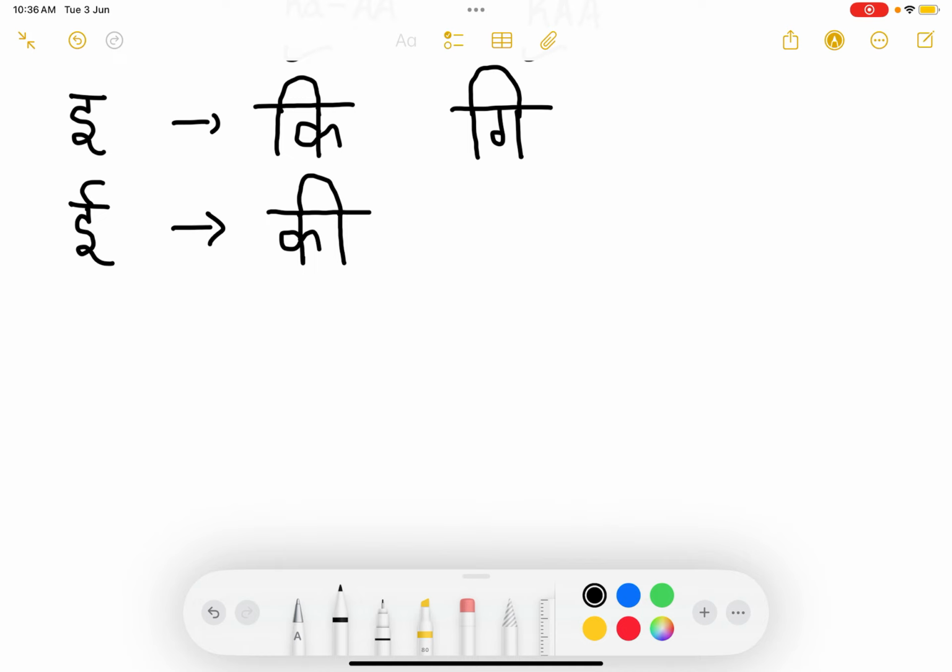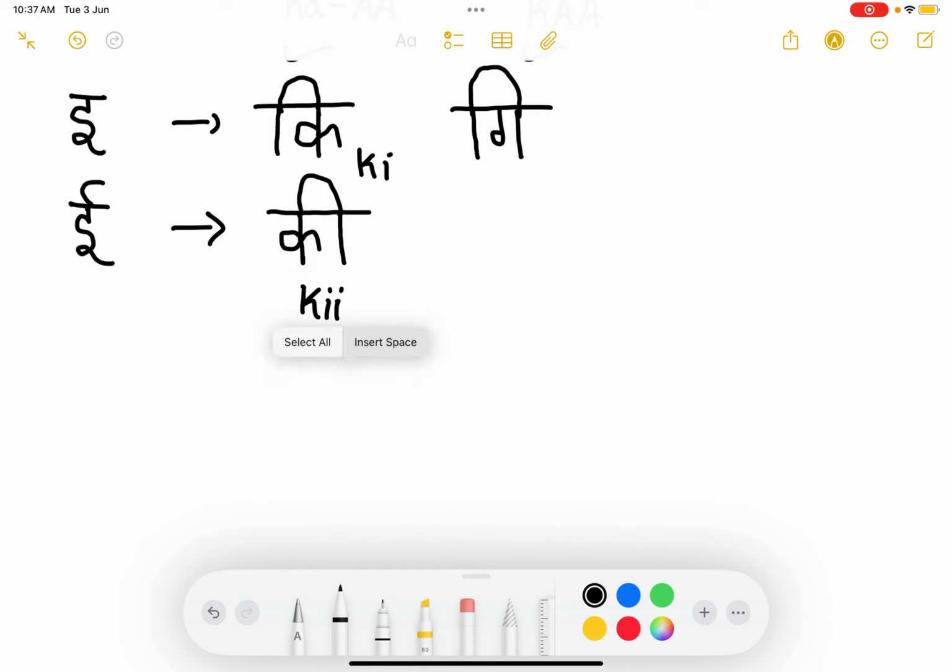This is ki, ki. This time, ka combines with the badi E sound, badi E matra, and forms ki, a longer sound this time. Earlier, it was ki, short sound. And when you have a badi E matra, it becomes ki, ki.